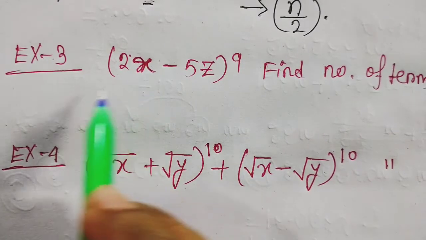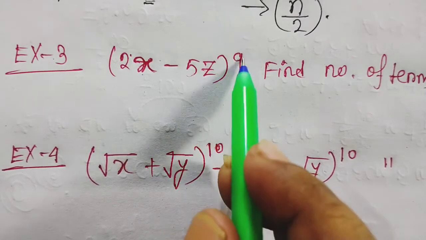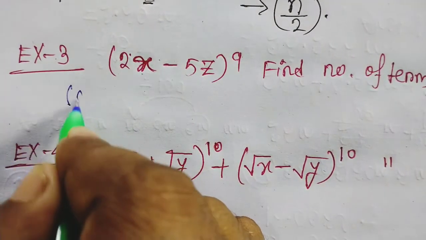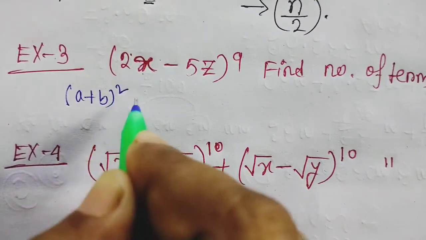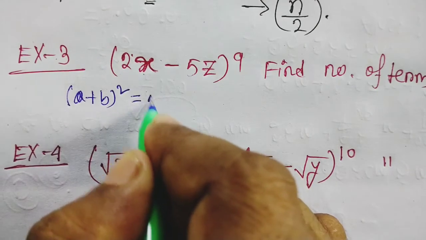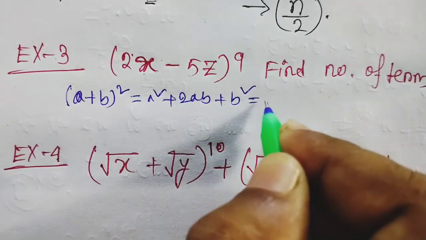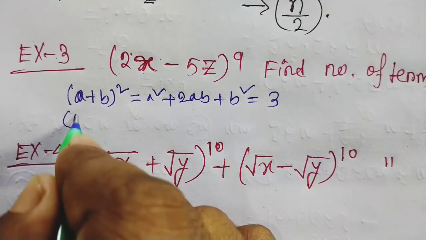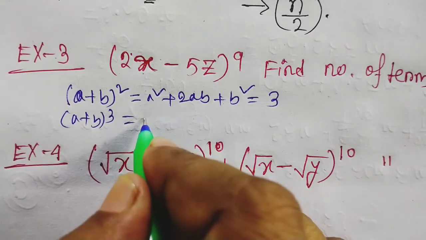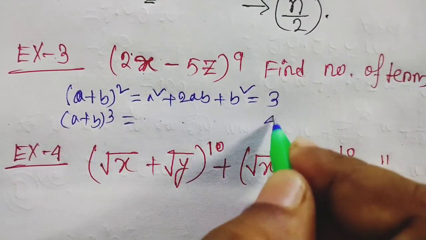Here is the question. Example, question number 3. 2x minus 5z whole to the power 9. Find the number of terms. So tell me how many terms of a plus b whole square. It's a square plus 2ab plus b square. So how many terms here? 3. If I say a plus b whole cube, so how many terms here? Always a cube plus 3a square b plus 3ab square plus b cube. So here is 4 terms.